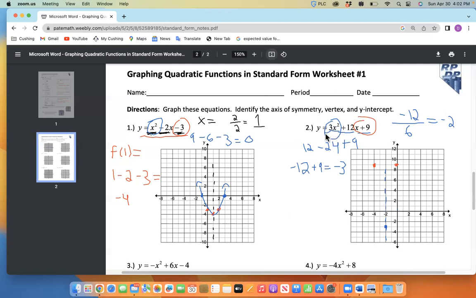So I'll plug in -1 for x. So -1 squared is 1, and then 3 times 1 is 3. And then plus 12 times x. So if x is -1, that's going to be minus 12. And then at the end, we have plus 9. So 3 minus 12 is -9. So we have -9 plus 9, which comes out to 0. So when I plug in -1 for x, y is going to be 0.